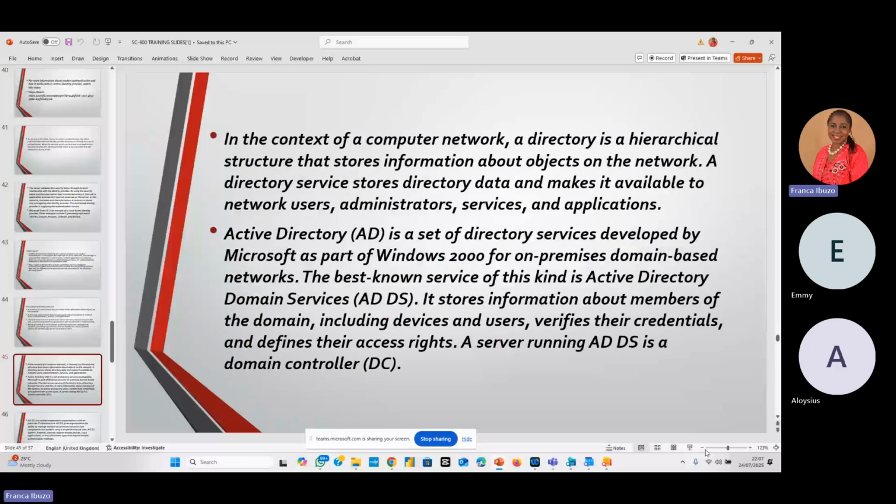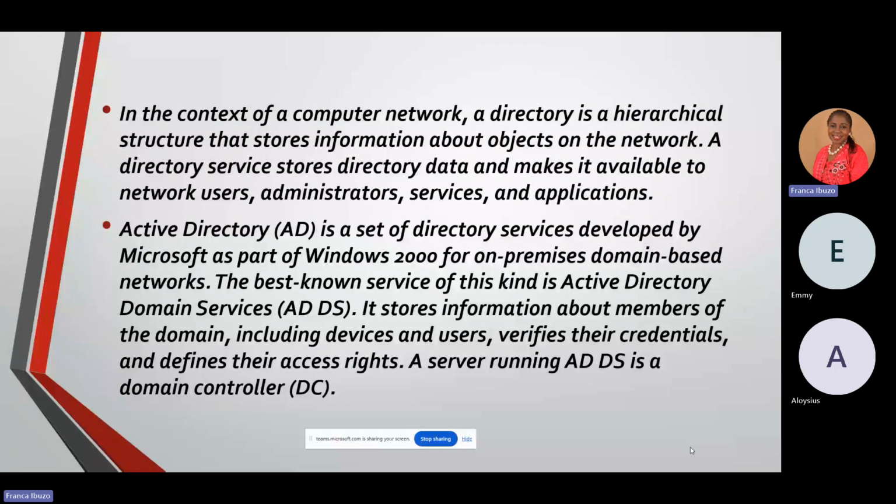So here, in the context of a computer network, a directory is a hierarchical structure that stores information about objects on the network, like I did mention before. A directory service stores directory data and makes it available to network users, administrators, services, and applications. And Active Directory, AD. Yeah, you have Active Directory.